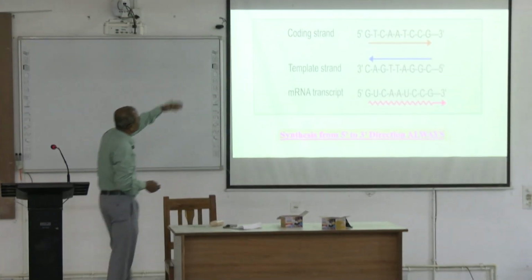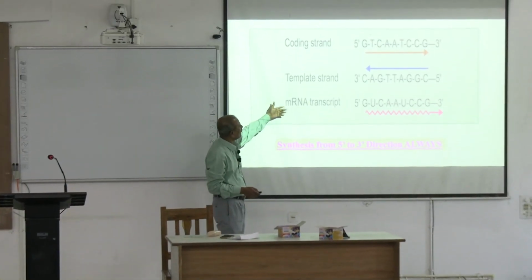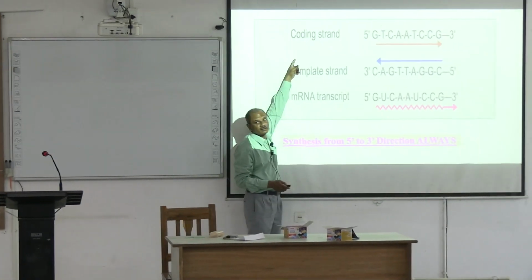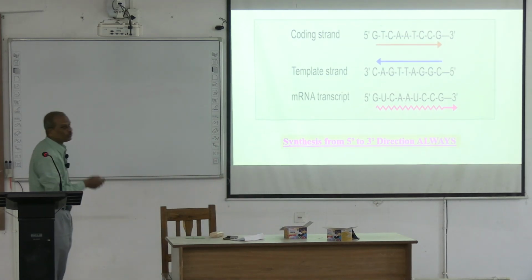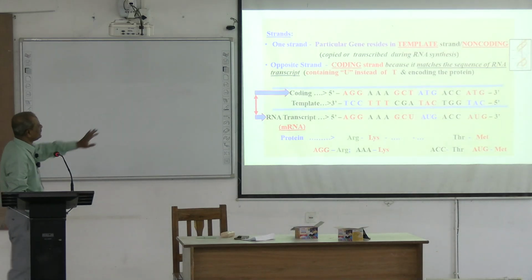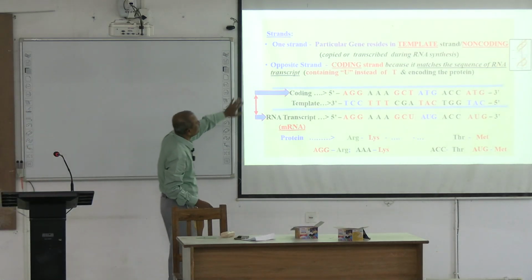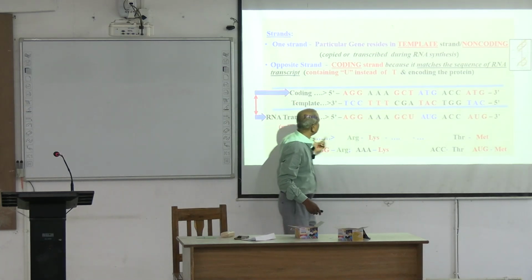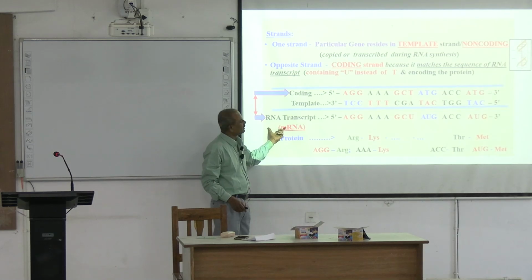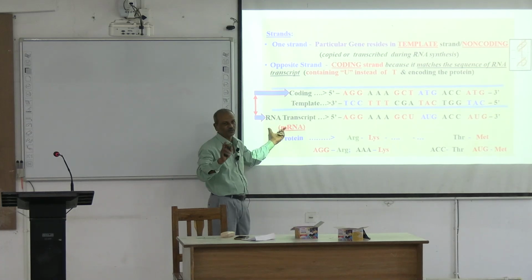As I told you, this is the template strand, and this is the coding strand. The RNA transcript will match the coding strand. The sequence will match, and synthesis is always in the 5' to 3' direction. Now this picture will be clear. This is the first strand, the coding strand. You see the sequence here, and you see the sequence of the transcript. This is the mRNA transcript. tRNA and rRNA are produced from a different site, and they are post-transcriptionally modified.